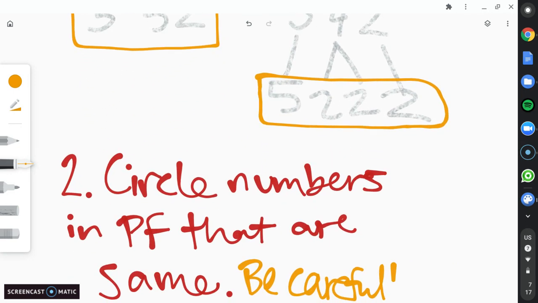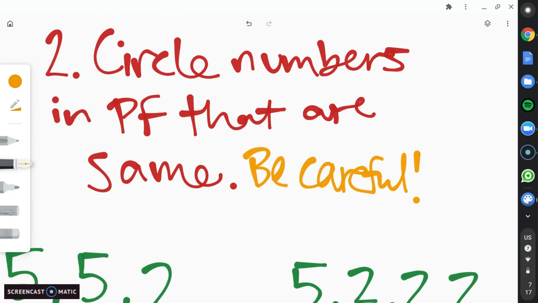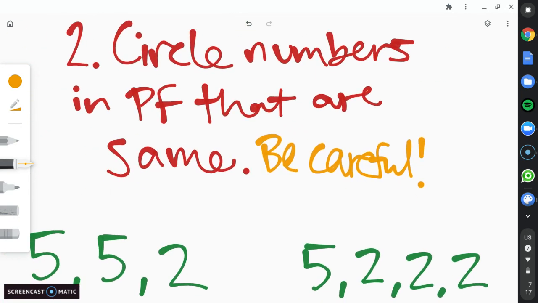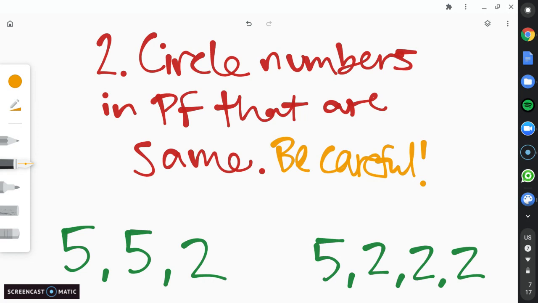Now, step two, circle numbers in the PF. PF is prime factorization. Circle the numbers that are the same. Be careful. Pause the video, write this down on the side under the steps to find greatest common factor. Pause it. All right, here we go. So, here we have the prime factorizations of each number, in case you forgot, this is for 50, this is for 40.